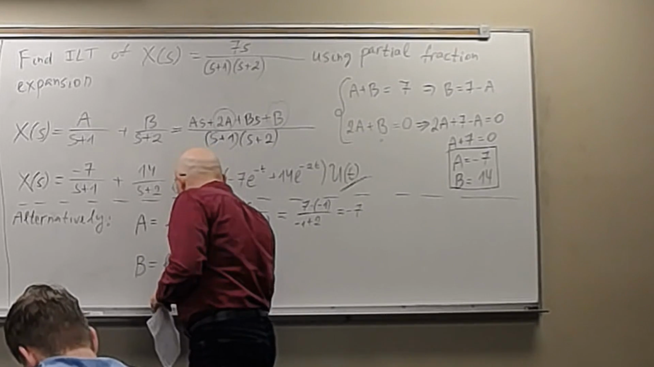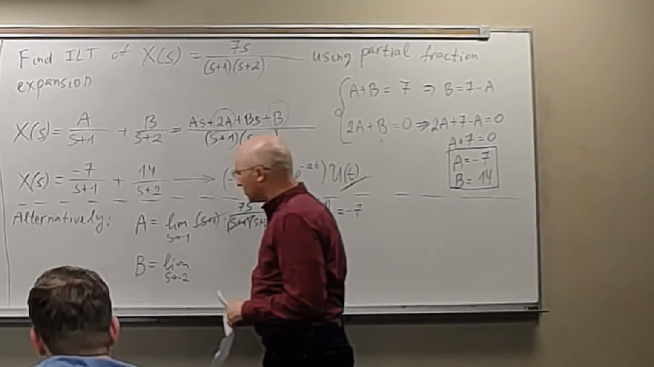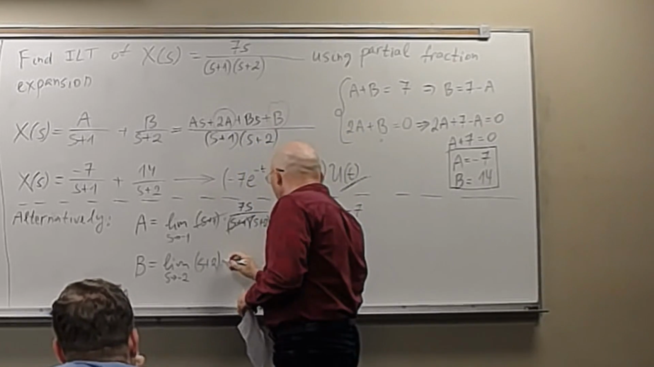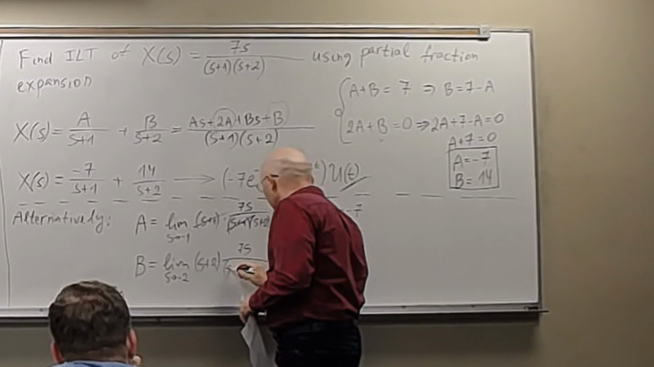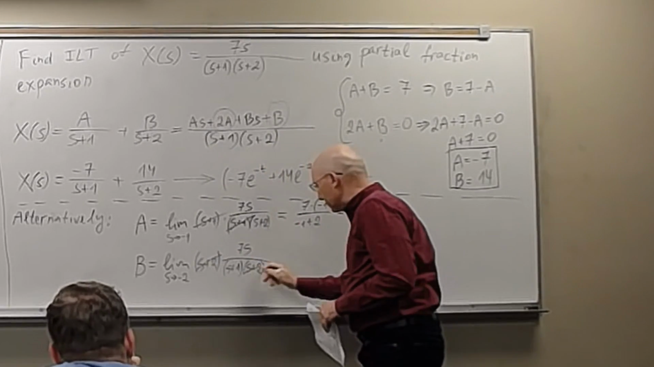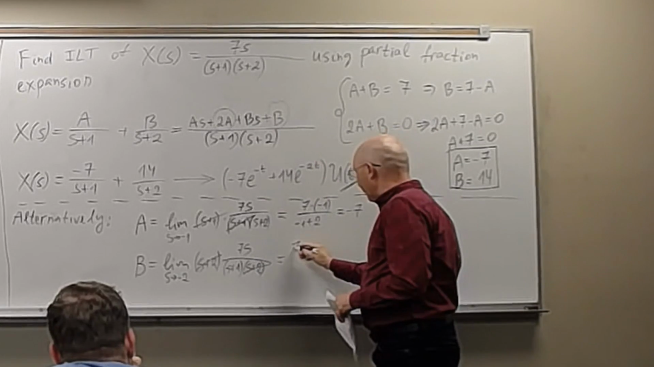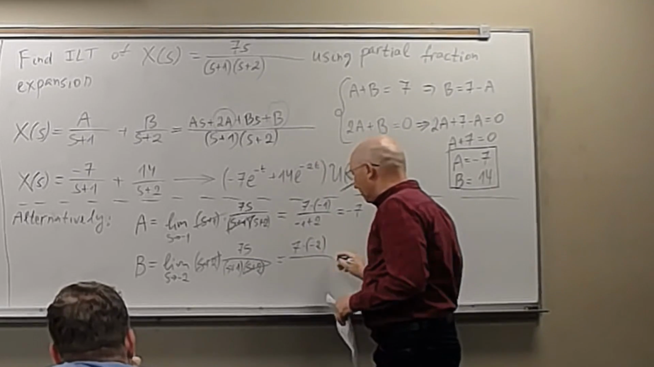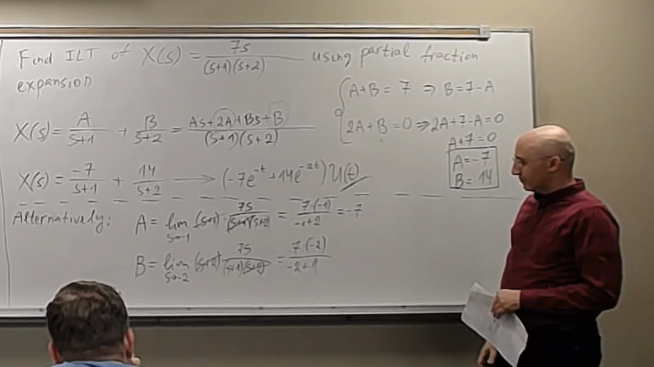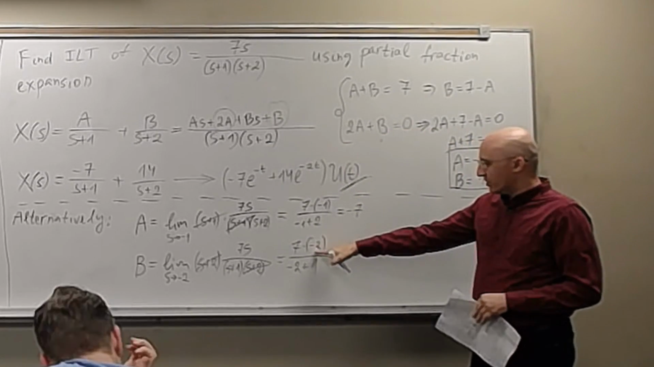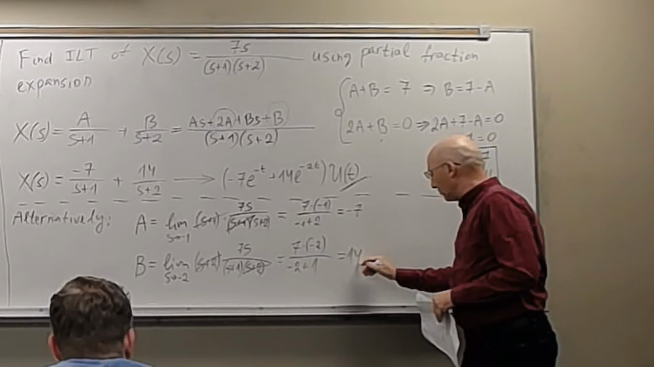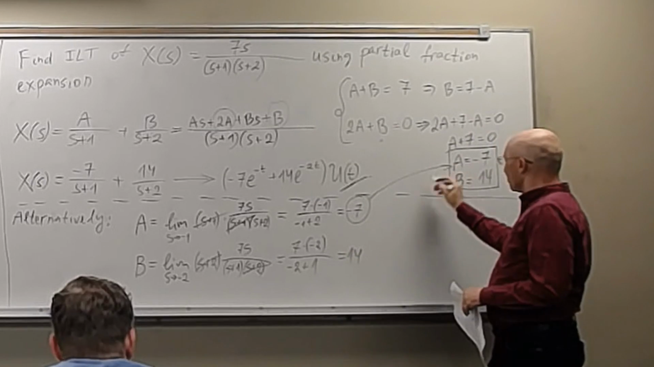And b will be the limit as s goes to minus 2, which is the location of the second pole, of s plus 2 times 7s over s plus 1, s plus 2. This one is cancelled now with this one. And then you get 7 times minus 2 over minus 2 plus 1. So it's 7 times 2, which is 14, divided by 1. That's 14. And obviously we get back to the same thing.